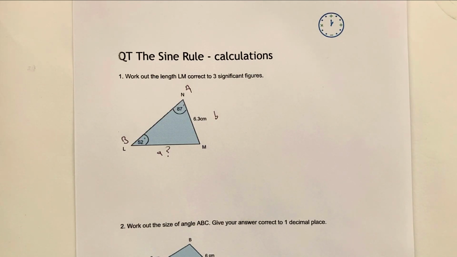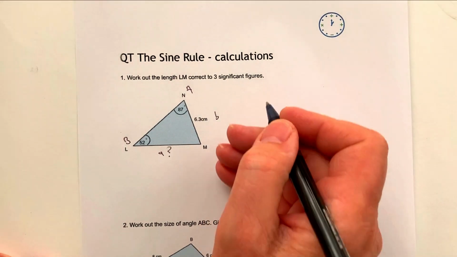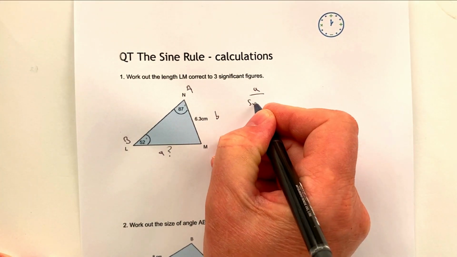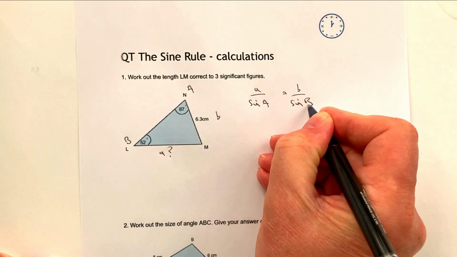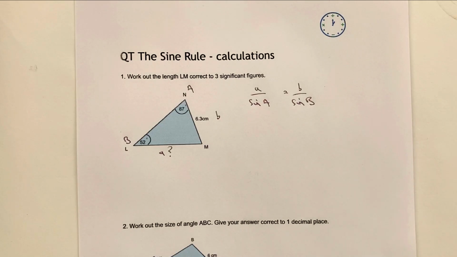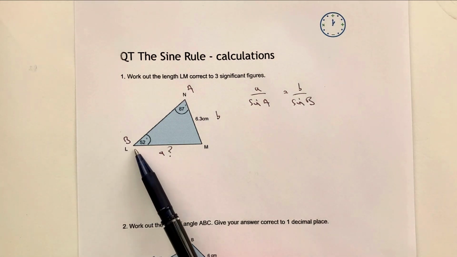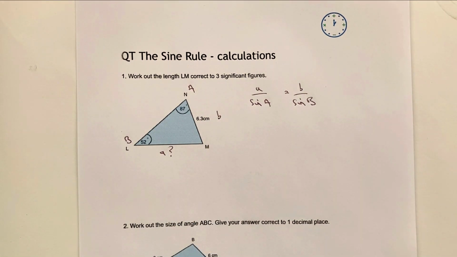Now what that does is it allows me to use the formula. So the formula is going to be a over sine A equals b over sine B. Now it actually also equals c over sine C. So remember that these are reminder videos, so hopefully you have come across this before. But the whole idea really is that we can use this formula in order to be able to calculate the lengths, or the angles in fact, of any triangles. So let's have a look at plugging in a couple of the numbers.